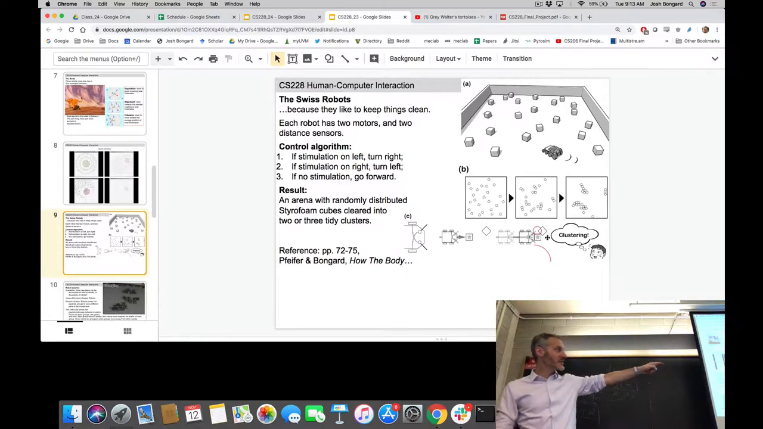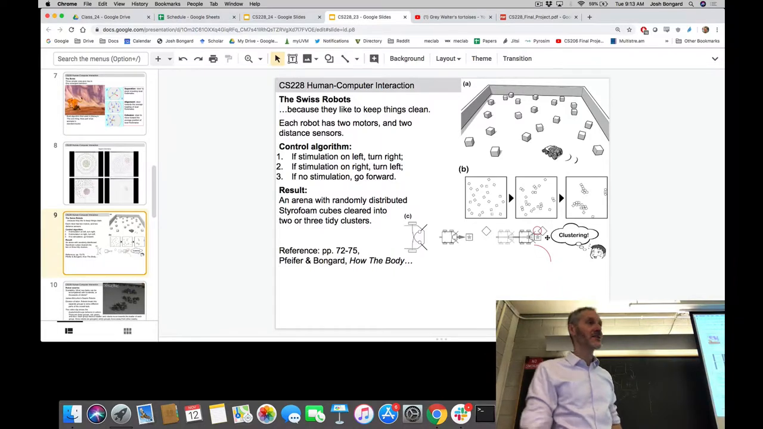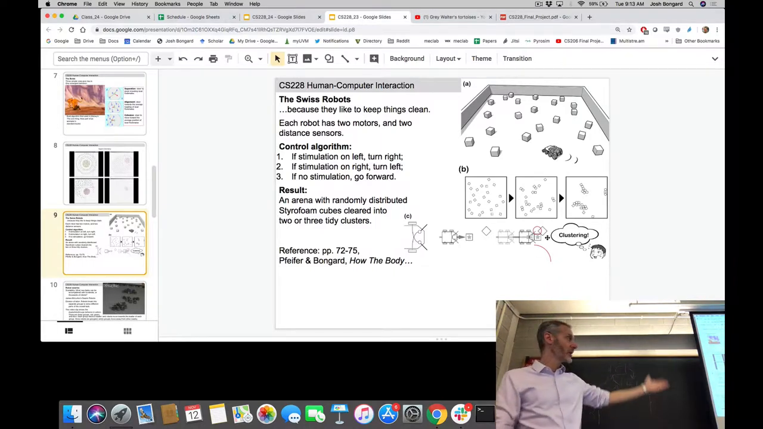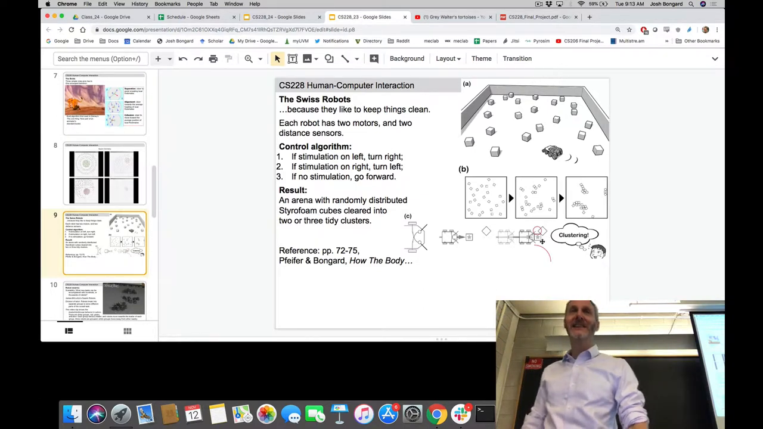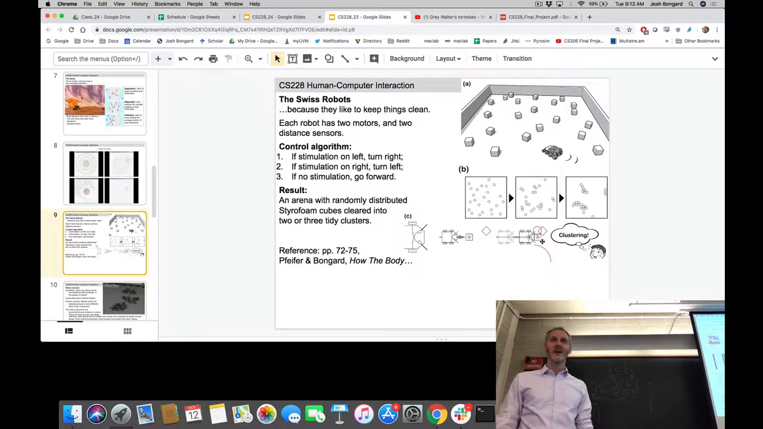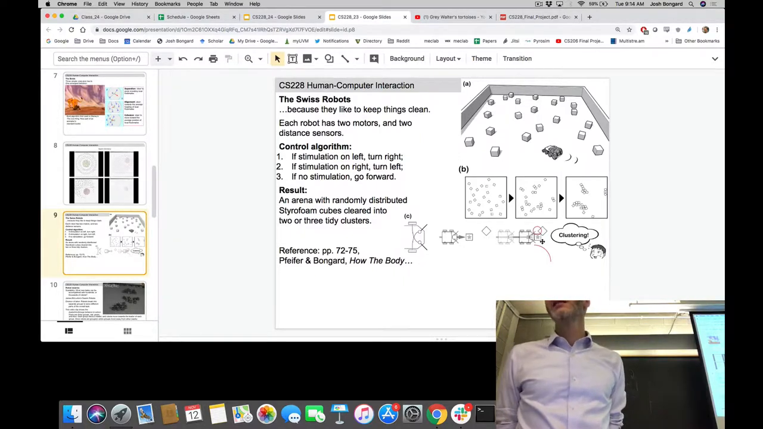And now in this cartoon here, the left proximity sensor can see this second styrofoam cube and does what most Breitenberg vehicles do, which is turn away. And the moment that it does that, it leaves the styrofoam cube where it is. Why does that result in cleaning up the arena? Exactly, right? So they start to clump up just given these three simple rules.